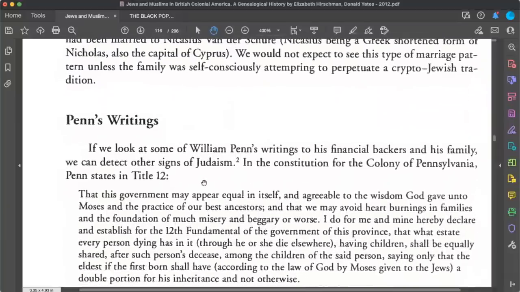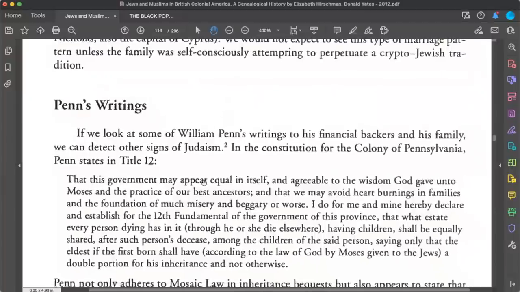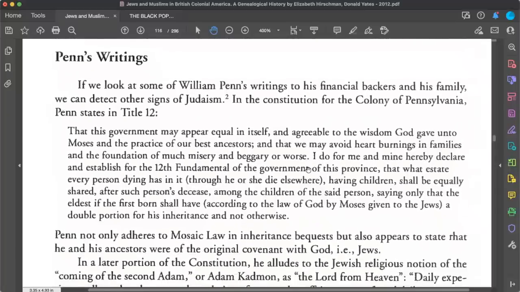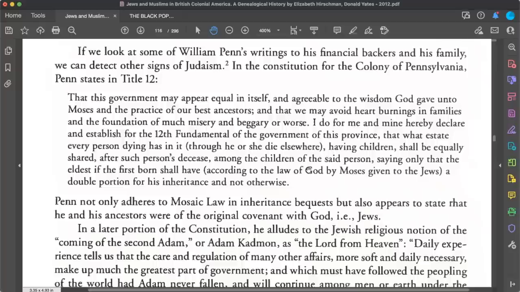If we look at some of William Penn's writings to his financial backers and his family, we can detect other signs of Judaism. In the Constitution for the Colony of Pennsylvania, Penn states in Title 12, "that this government may appear equal in itself and agreeable to the wisdom God gave unto Moses and the practice of our best ancestors, and that we may avoid hard burnings in families and the foundation of much misery and beggary, or worse, I do for me and mine hereby declare and establish for the 12th fundamental of the government of this province that what estate every person dying has in it, though he or she die elsewhere, having children shall be equally shared, after such person's decease, among the children of the said person, saving only that the eldest, if the firstborn, shall have, according to the law of God by Moses given to the Jews, a double portion for his inheritance, and not otherwise."